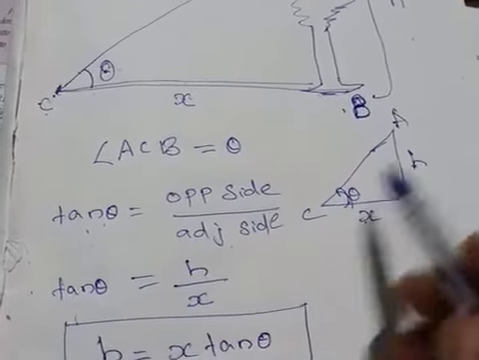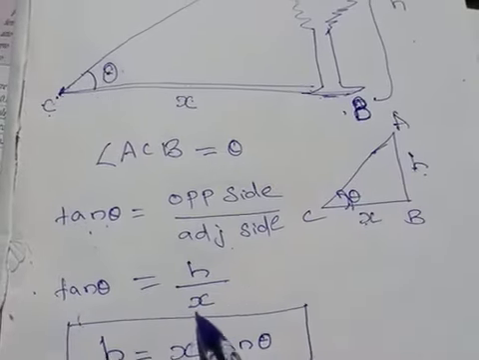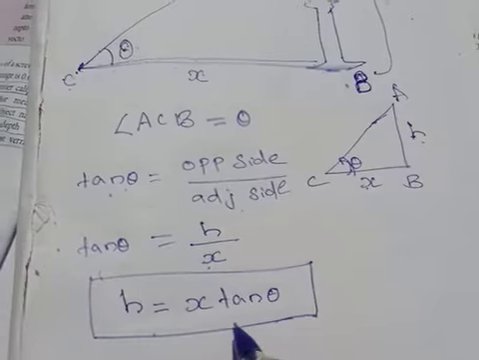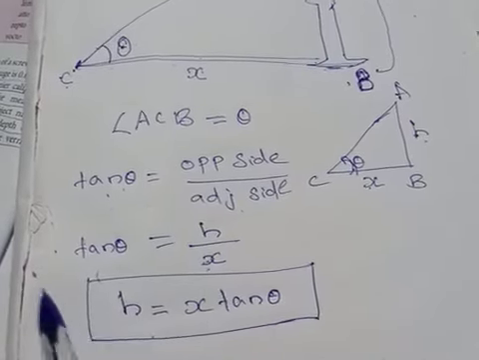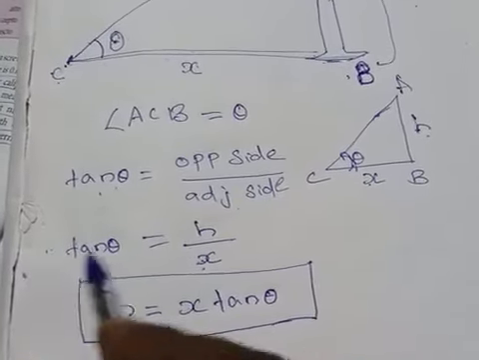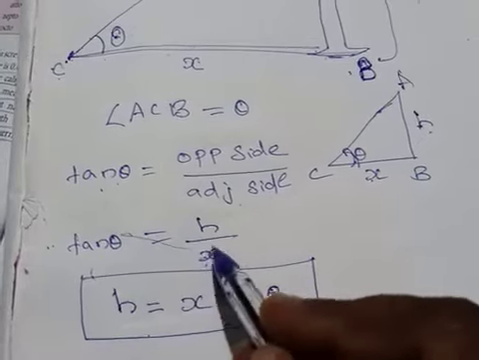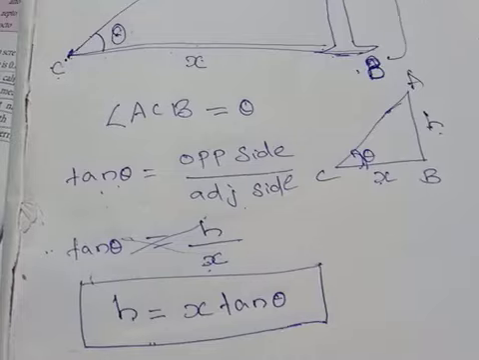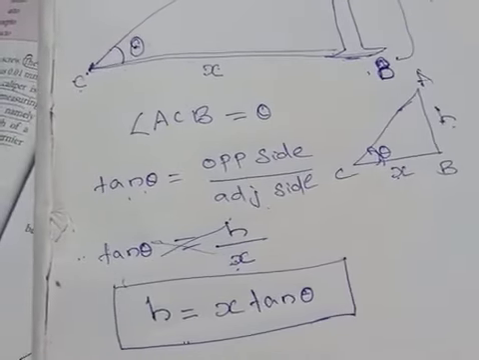So tan theta is equal to the opposite side h over the adjacent side x. So h is equal to, you can write, take this x to the other side, cross multiplication. If you are doing cross multiplication, x will go here. So h is equal to x tan theta.